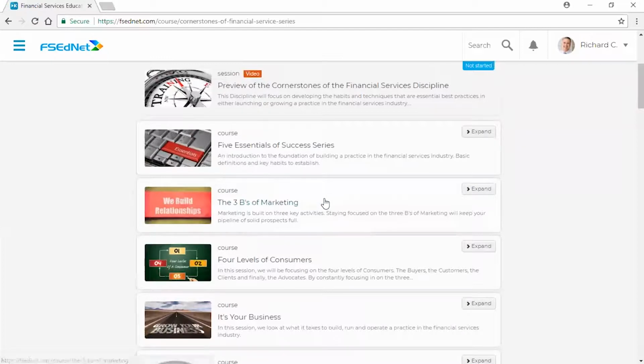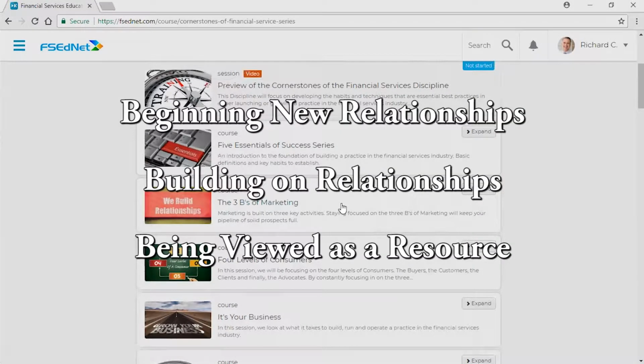In the 3 B's of marketing, you will learn what marketing really is and how marketing centers around 3 B's: beginning new relationships, building on relationships, and being viewed as a resource.